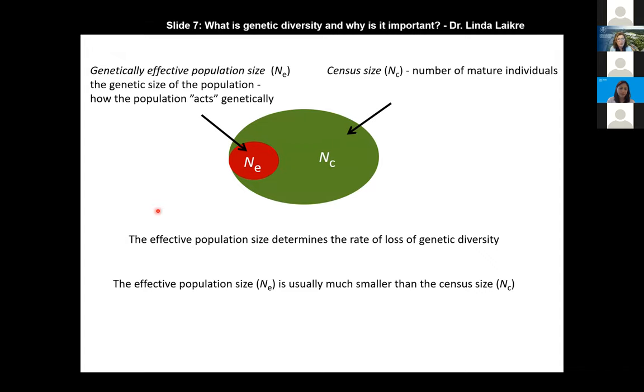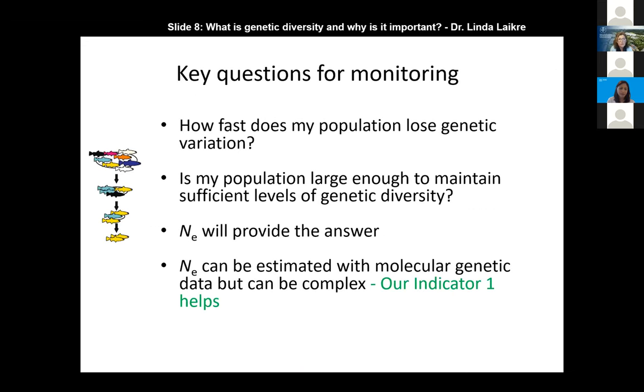And usually, as indicated here, this Ne is much, much smaller than what the census size indicates. But this Ne is, of course, a key component to biodiversity conservation. Because what we are interested in for our population is how fast it loses genetic diversity, if it's large enough to maintain sufficient levels, and the Ne is the parameter that will provide the answer to this.